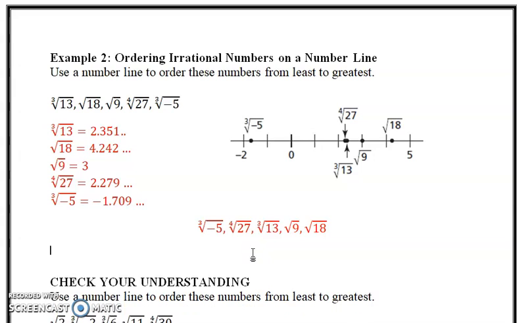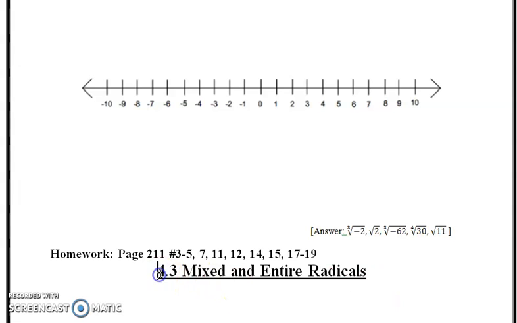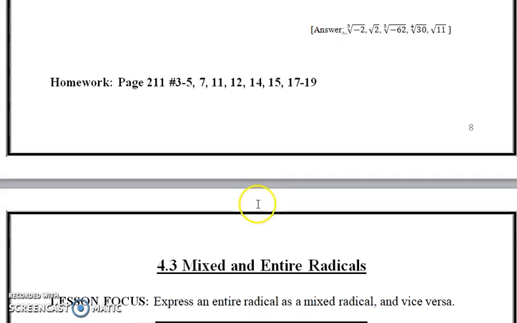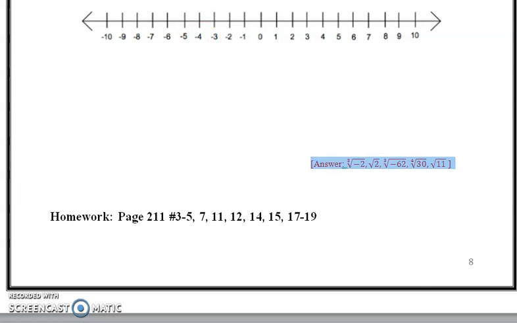There are some check your understanding questions. You do the same thing here. I provided you with a number line, and the answer is at the bottom for you. There's homework involved. You can look at the homework questions on page 211: 3, 4, 5, 7, 11, 12, 14, 15, and 17 through 19. There are your answers for the check your understanding.